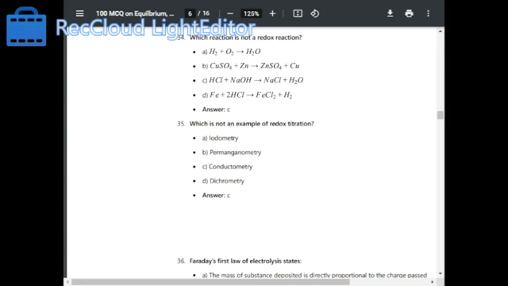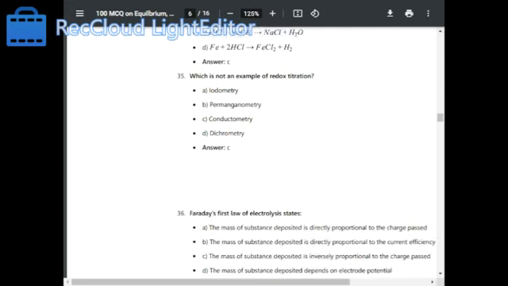Question number 35. Which is not an example of redox titration? Option A, iodometry. Option B, permanganometry. Option C, conductometry. Option D, dichrometry. The correct answer is C, conductometry. It is not an example of redox reaction. So conductometry is not an example of redox reaction.